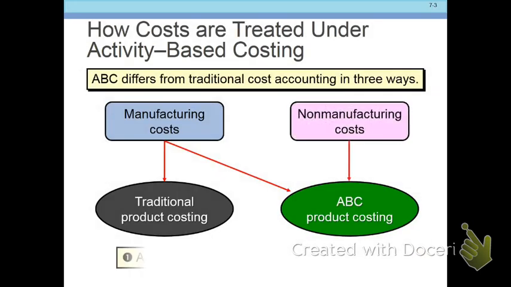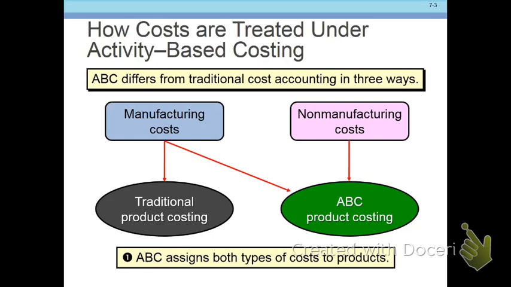Now, what typically happened, and what we studied back in chapters 3 and 4, was that manufacturing costs were included in that traditional product cost. However, we didn't worry about non-manufacturing costs. Those were not done. So under ABC costing, not only are we going to include manufacturing costs, but we're also going to include non-manufacturing costs.